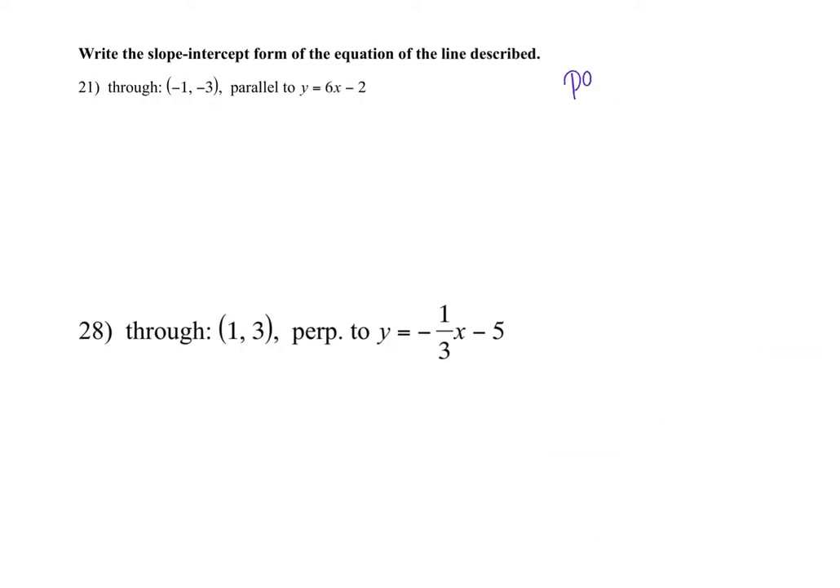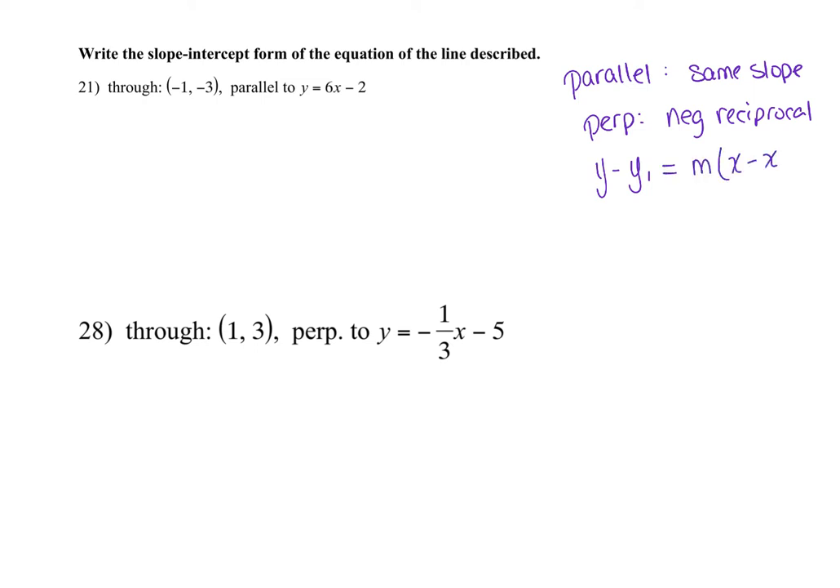Parallel lines have the same slope. Perpendicular lines are negative reciprocals. So negate and flip your slope, all right? For this one, you are still going to use your point slope. So you are going to use your y minus y1 equals mx minus x1. They hand you your x1 and your y1.